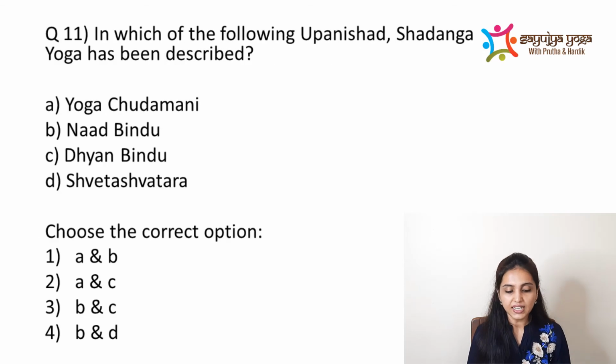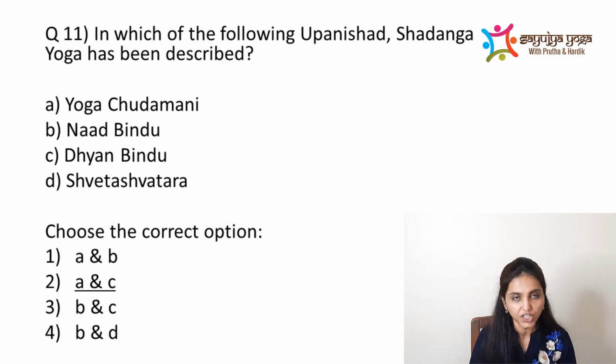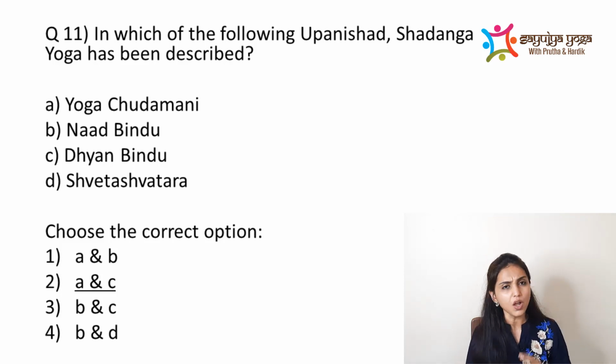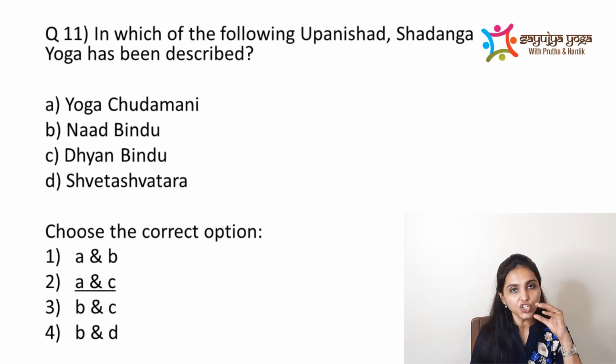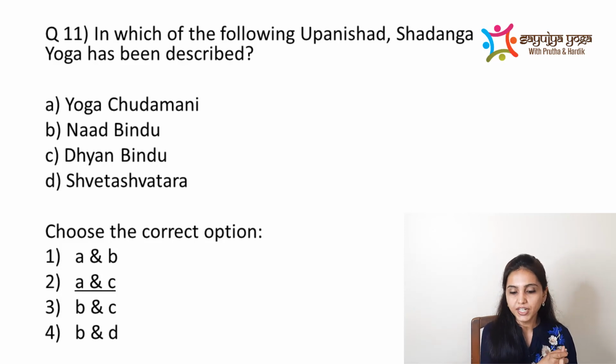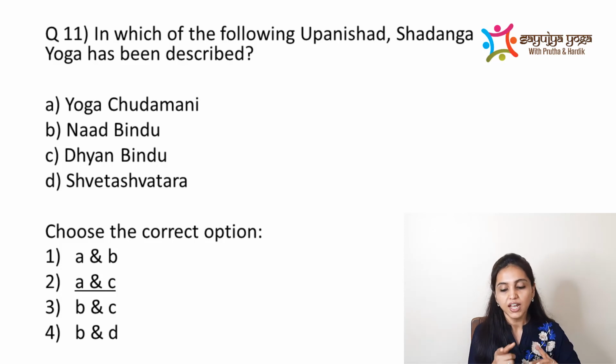Okay friends. And the last question that you see on the screen is, in which of the following Upanishads has Shadanga Yoga been prescribed? Okay. And the correct answer is option number 2, which says that Yoga Chudamani and Dhyana Bindu, these are the 2 Upanishads where Shadanga Yoga has been prescribed. What is Shadanga? Shad is 6, Anga is limbs. So Shadanga is 6 limbs. So Yoga Chudamani and Dhyana Bindu both talk about asana, pranayama, pratyahara, dharana, dhyana and samadhi. So these 2 are the Upanishads which talk about Shadanga Yoga.